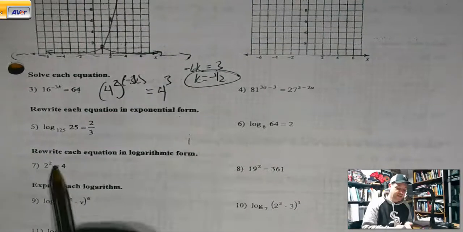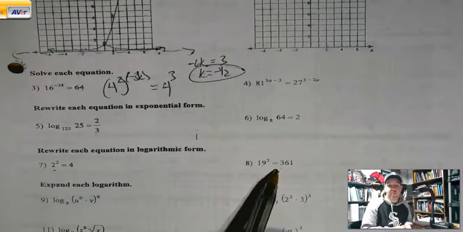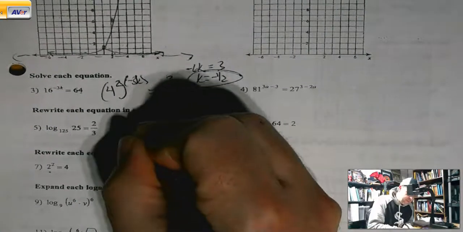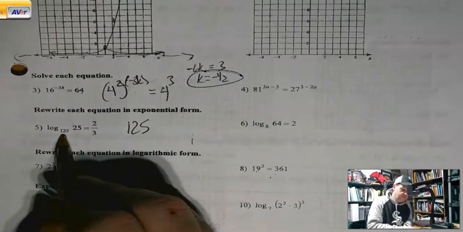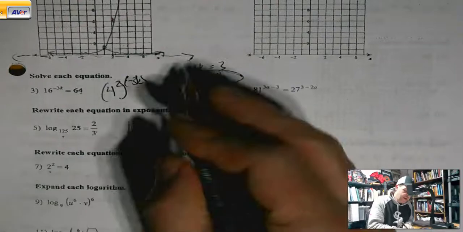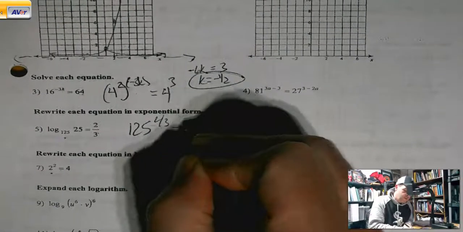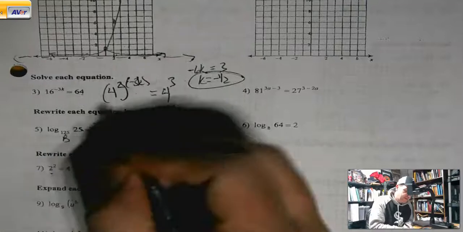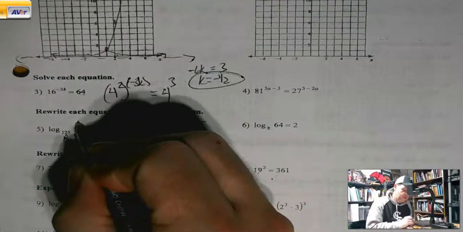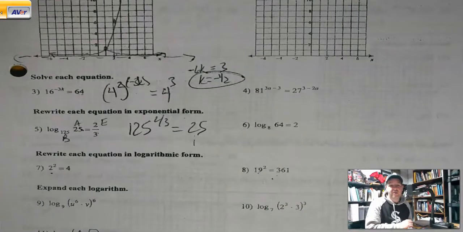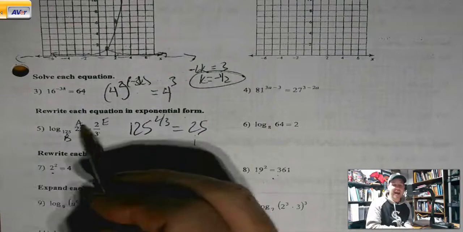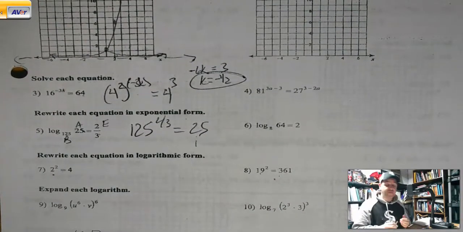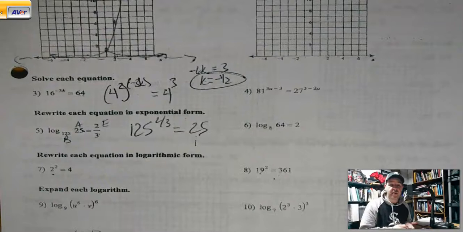Rewrite in exponential form. Basically, it's saying, hey, make them look like number 7 and number 8. So when we do that, this is always my base. This is always my exponent. This is always my answer. Okay? Base, exponent, answer. If you really want to be funny, look, it's your bae. Ha ha ha ha. Okay, terrible old guy joke, I know. But if you're looking at what order they're in, that's the order they're in.